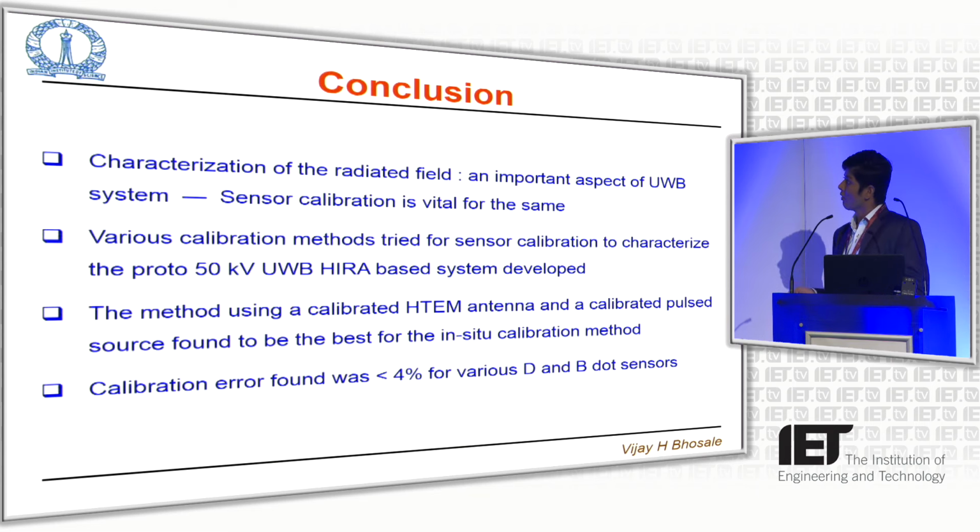Now, in this work, I would like to conclude that the characterization of the radiated field is an important aspect of the UWB system. Sensor calibration is vital for the same, because we can generate or develop any HPM source at a very low intensity, or very high intensity also. But calibration is a very important part, and it should be done using a very good sensor. We also use an oscilloscope with a very high sampling rate, a Tektronix DPO series oscilloscope with very high sensitivity.